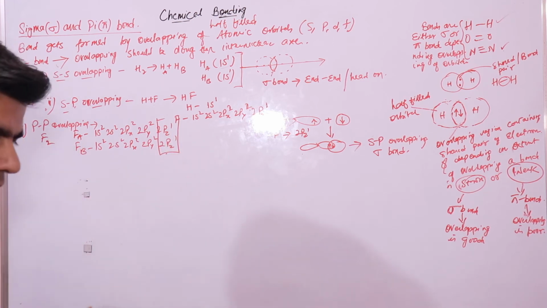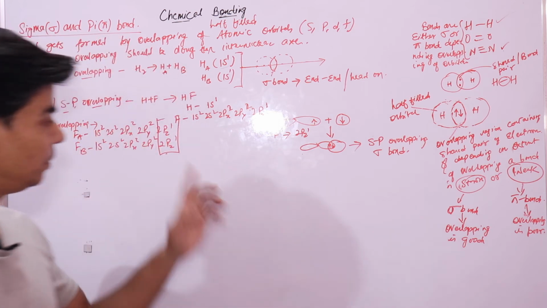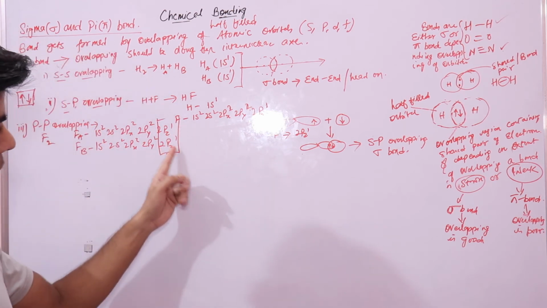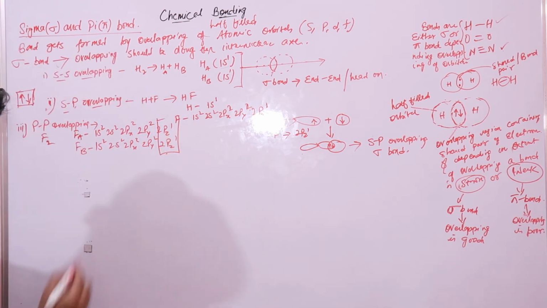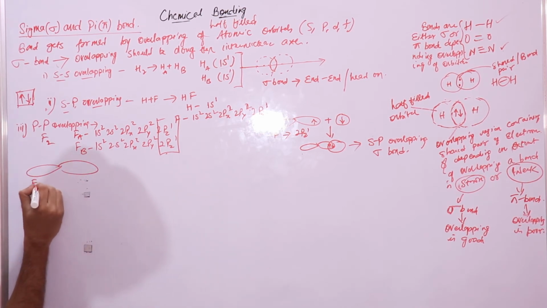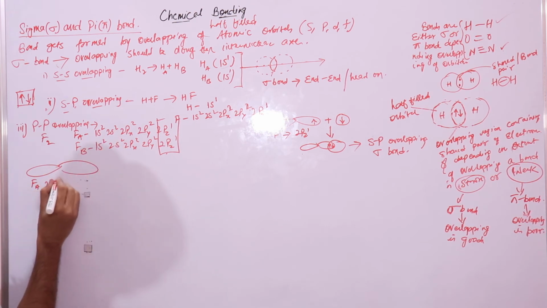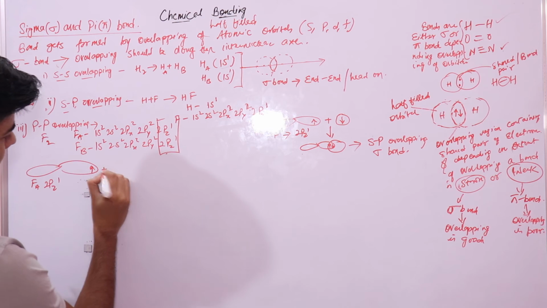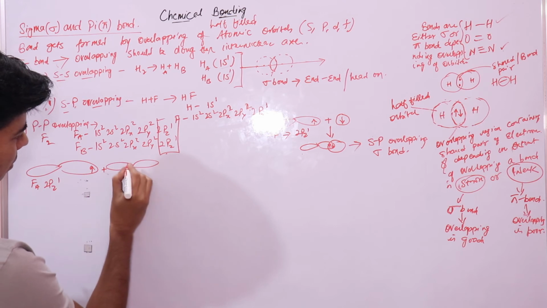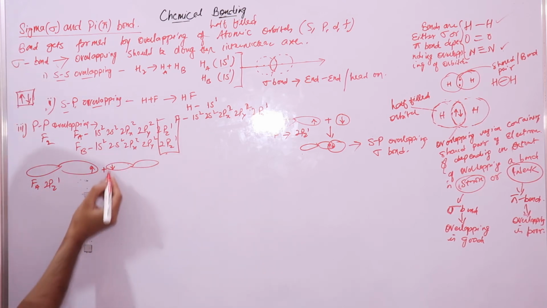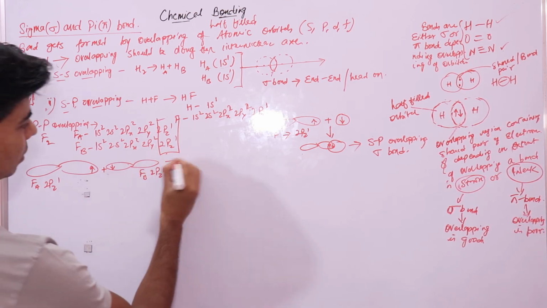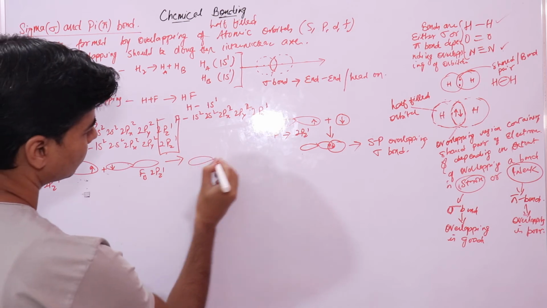So when two fluorine atoms approach one another, their p orbitals will overlap or interpenetrate, and they will share their 1 electron. It would be like this. This is your Fa, 2pz1, plus an electron with opposite spin. This is your Fb, 2pz1. It will form a molecule like this.